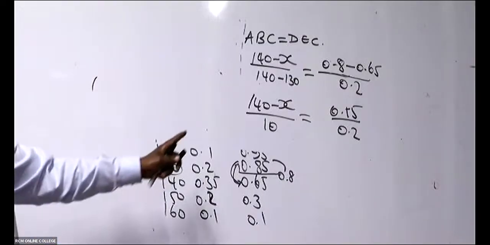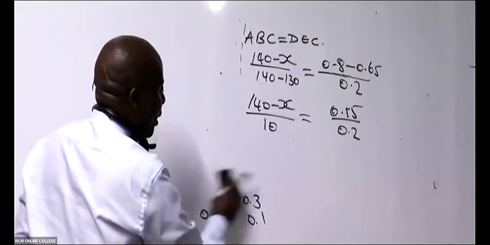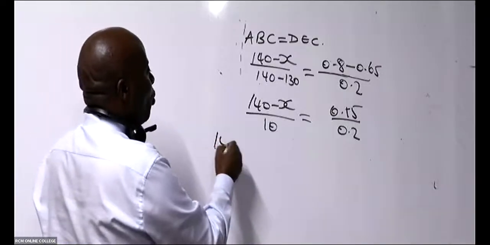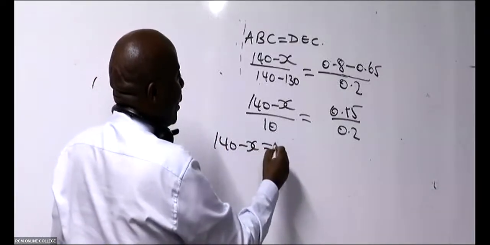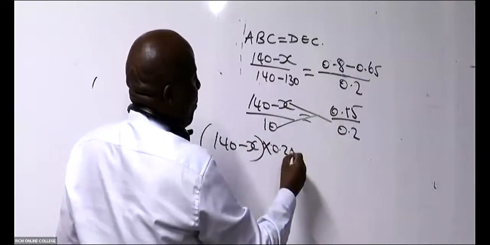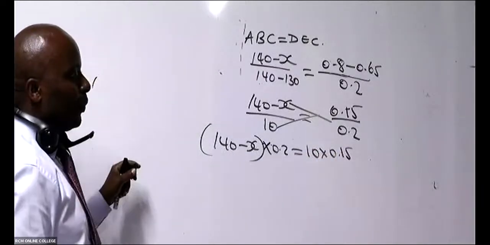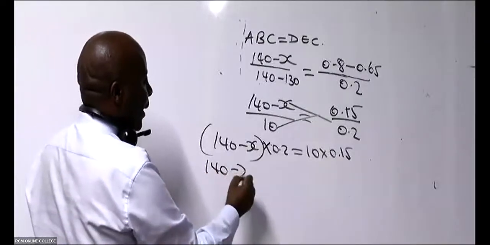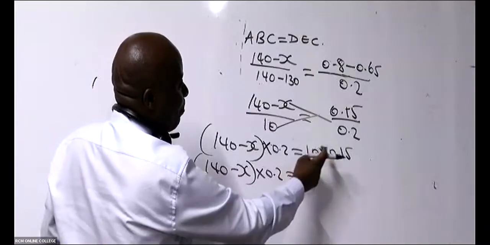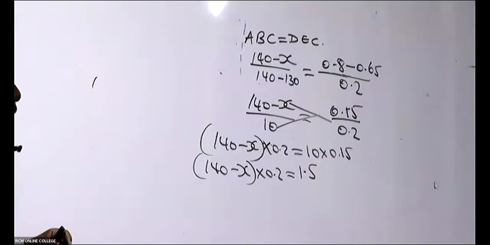So I want to make x the subject of the formula. To do that, my good students, this will be 140 minus x times 0.2. I'm cross multiplying. That will be equal to 10 times 0.15, which gives us 1.5. Oh, they're not following.